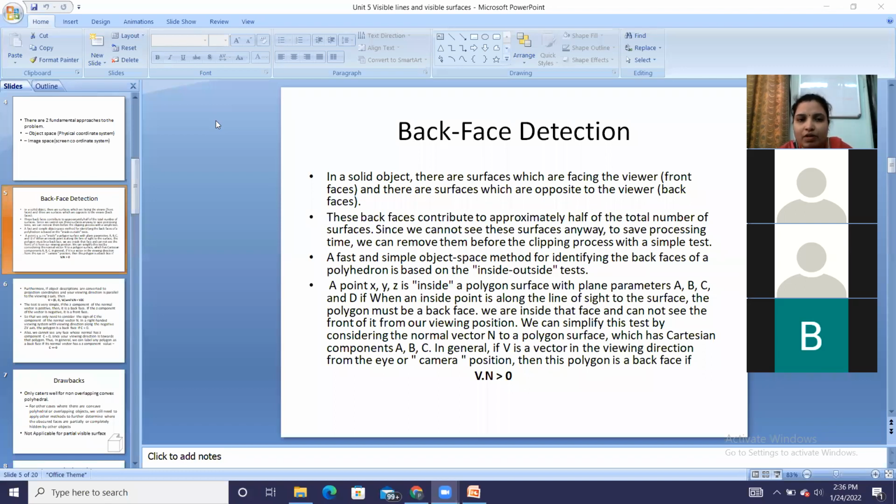Two methods we have already seen. One is the object space method, which considers the actual physical coordinates of the object. The second is the image space method, which considers the screen coordinates of the image. These two methods are considered, and hidden surfaces can also be removed in two ways.